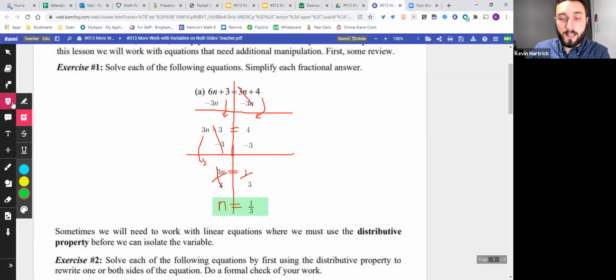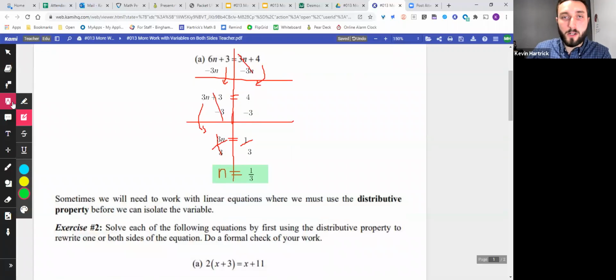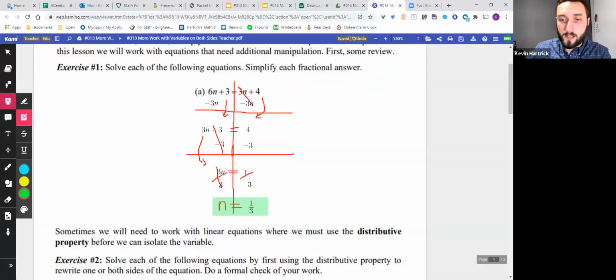Okay, you guys are going to get a chance to move on to the next type of problem here, which is distributive property. I'm going to go through one together, and then you guys are going to get a chance to do it on your own. So I will see you in the next video.